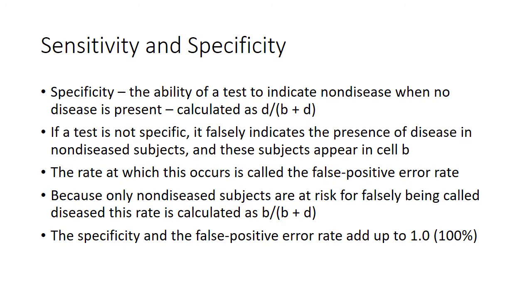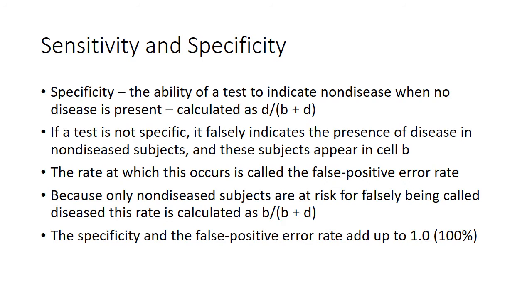Now, if you had a test that was not very specific, you would have several people falling into the B cell, meaning they're indicated as having disease when they are not actually diseased in the first place. So, very similar to what we saw with our false negative error rate, we can also sub into our numerator our false positive value, which is B, and end up getting our false positive error rate.